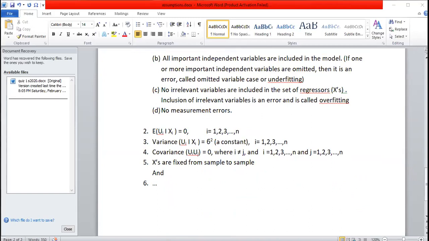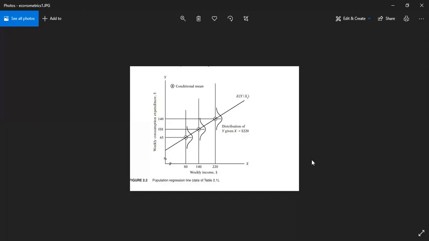Let me show this graph from one earlier class. Have you seen this graph? Remember our example? Income here, consumption expenditure on the vertical. So here you have all the income groups. They showed only 3, but there are many, 20 maybe, 80, 100, 120, 140, 160, and so on. These are the incomes, okay?